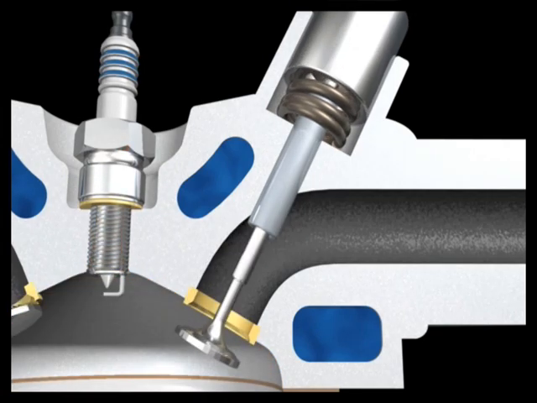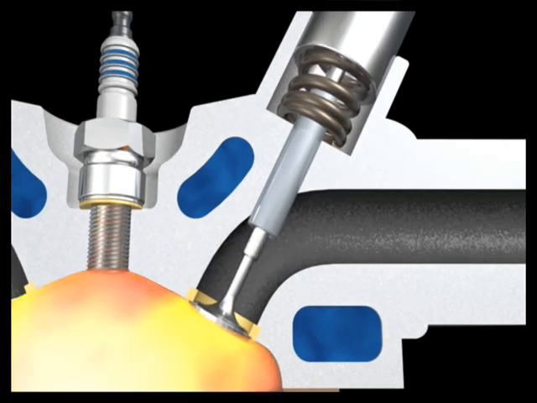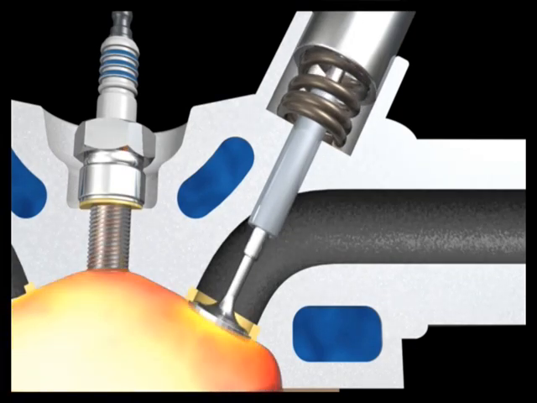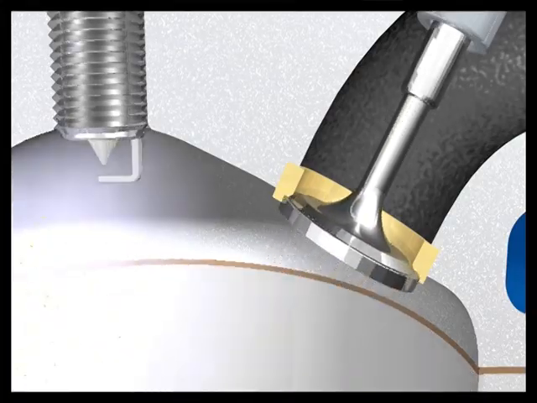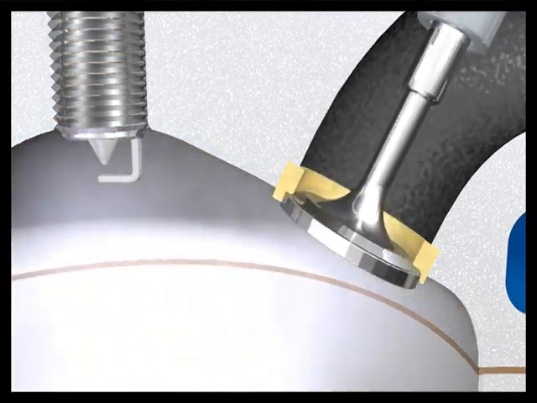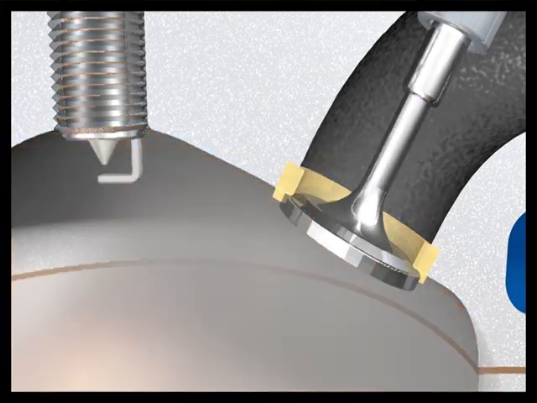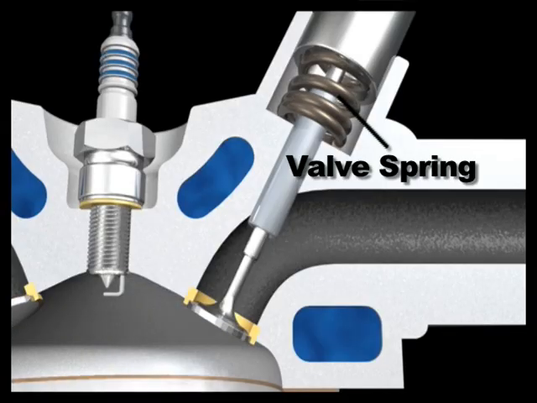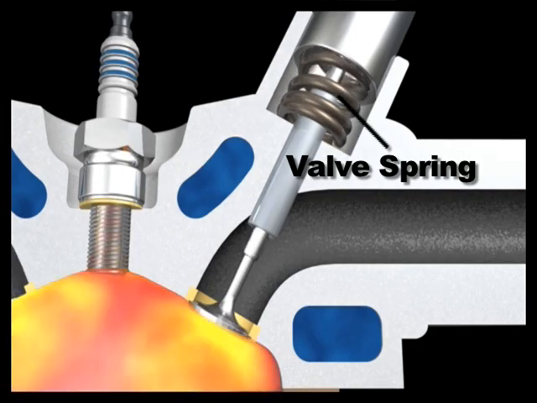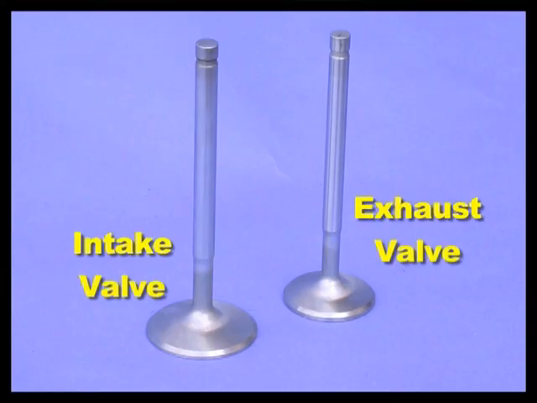The valves must operate in tremendous high temperatures caused by the burning fuel. For example, as the exhaust valve opens, super-hot gases flow over the valve and seat and out into the exhaust system. A valve spring is used to close the valve and hold it secure on the valve seat.